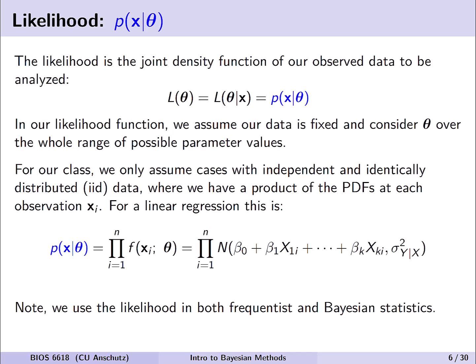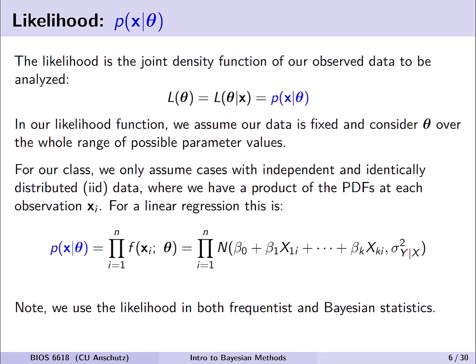Let's discuss the likelihood first, or the probability of x given theta. The likelihood is, generally speaking, the joint density function of our observed data to be analyzed. You may see it with some different notation depending on the source or context, such as L of theta or L of theta given x. In our case, though, this is equivalent to our probability of x given theta. Now, in our likelihood function, we're assuming our data is fixed, and we consider theta our parameter or parameters of interest over the whole range of possible parameter values.